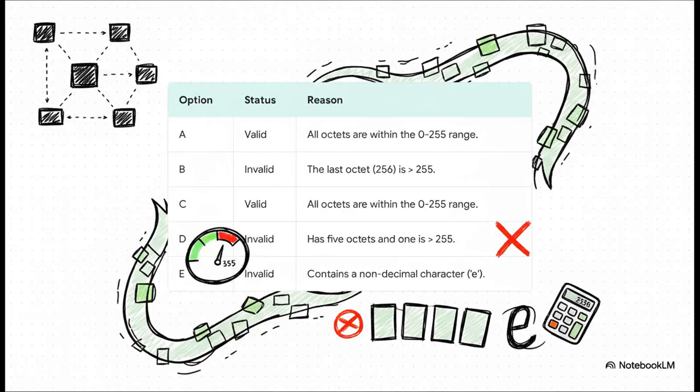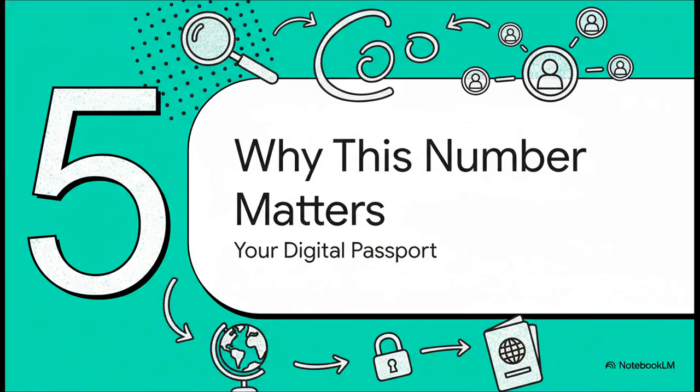All right, you got your answers locked in? Let's check the results and see how you did. Let's break this down. So A and C are totally valid. All their numbers are perfectly within that 0 to 255 range. But B is invalid, right? Because 256 is just one number too high. D is a mess for 2 reasons. First, it has 5 octets, not 4, and one of those numbers is way over the limit. And E is invalid because it's got a letter in it. Remember, IPv4 only uses decimal numbers. So how'd you do?